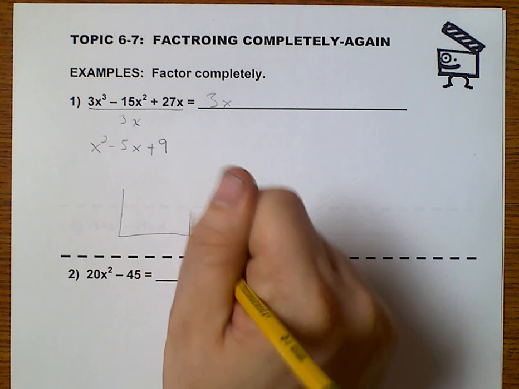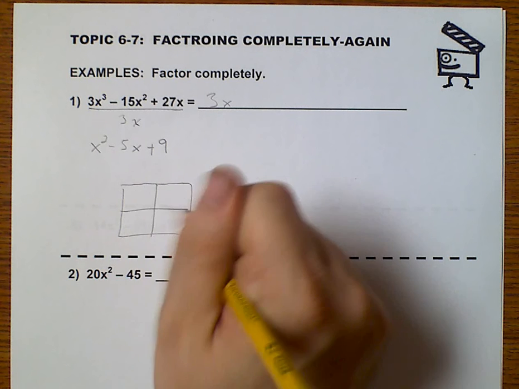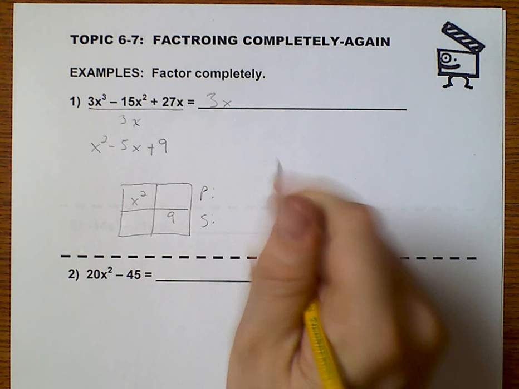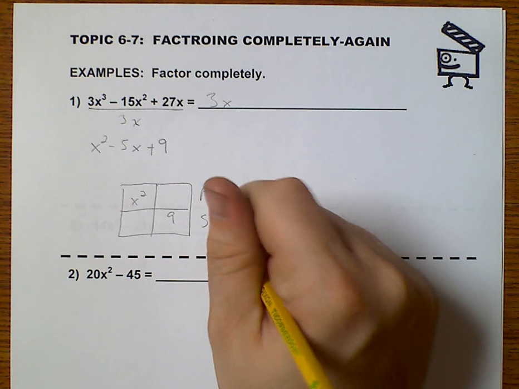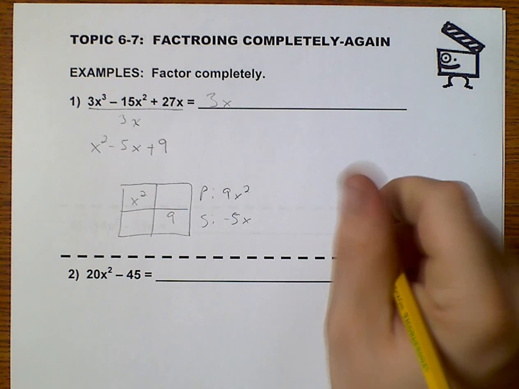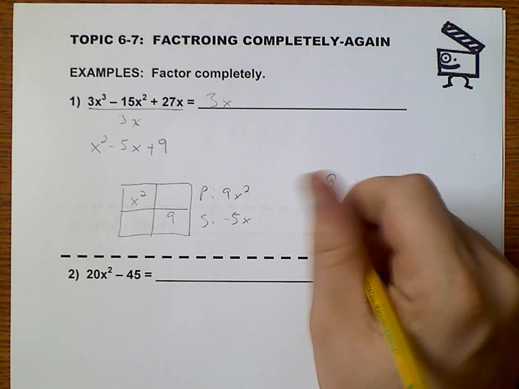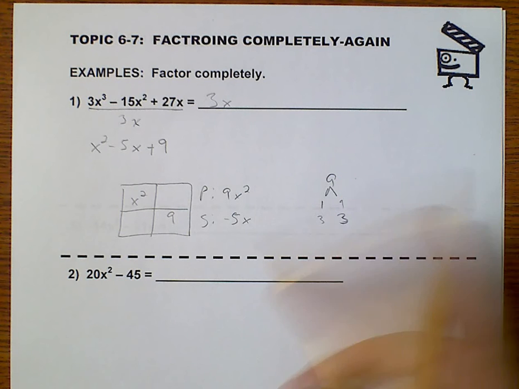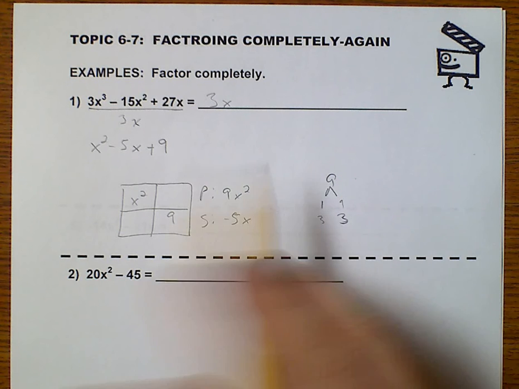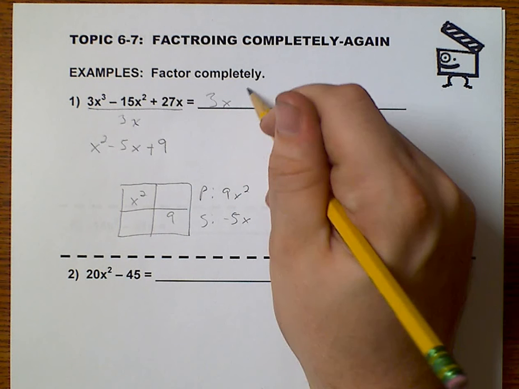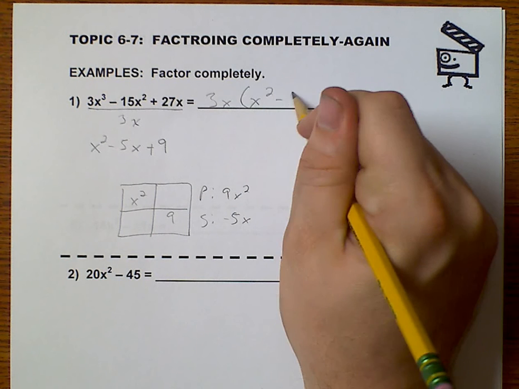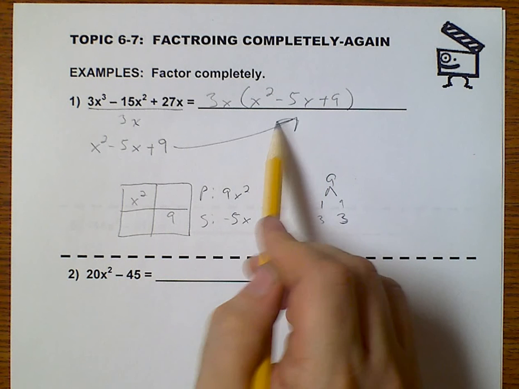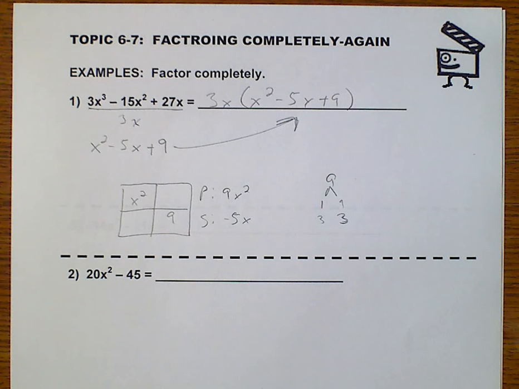So I start up with my box. I have x squared and 9. My product would be 9x squared, and my sum would be a negative 5x. Well, 9 is just 1 and 9, 3 and 3, and none of that gives me negative 5. So that means this is as simple as it gets, and so I just copy this over here, and that's where I get my answer.